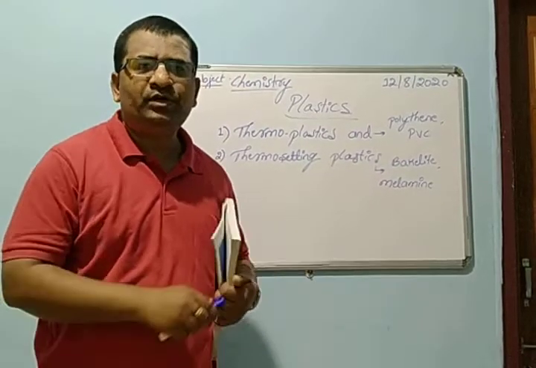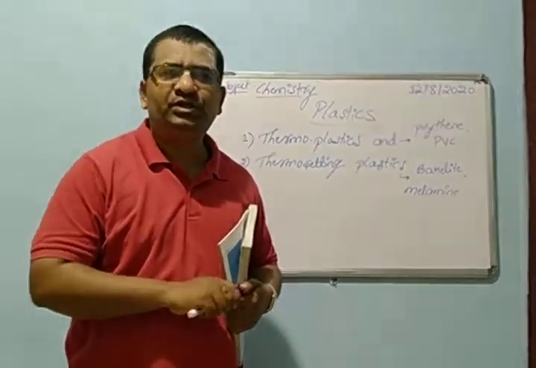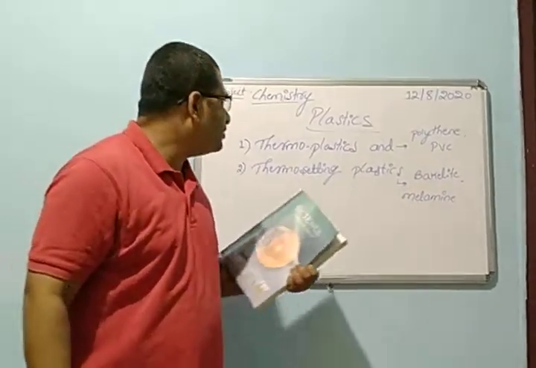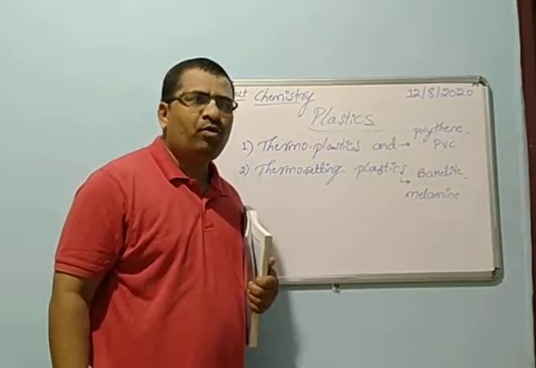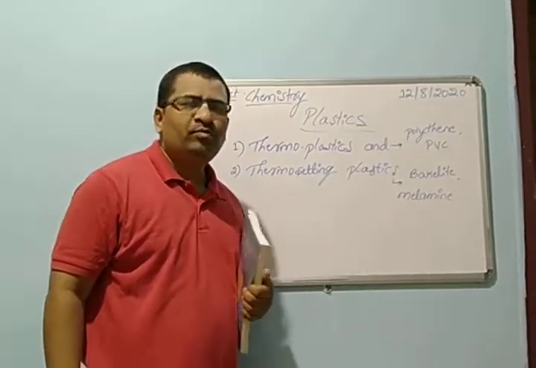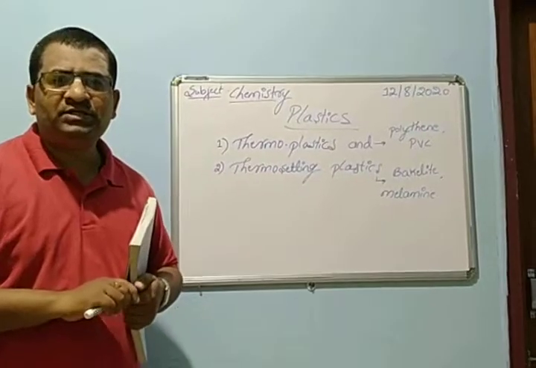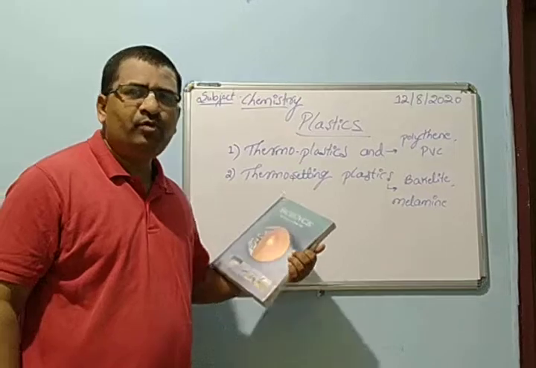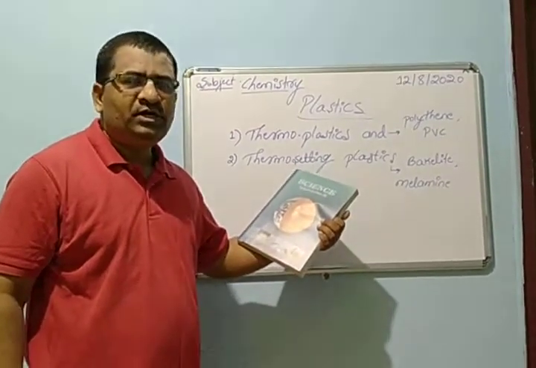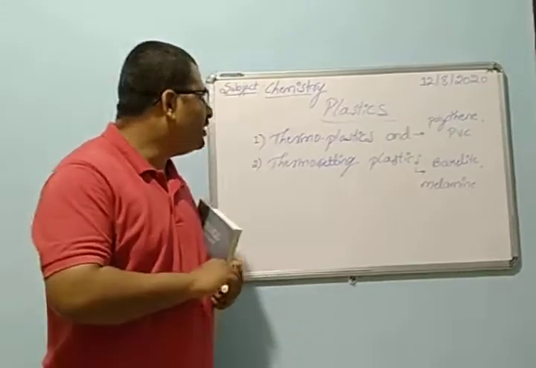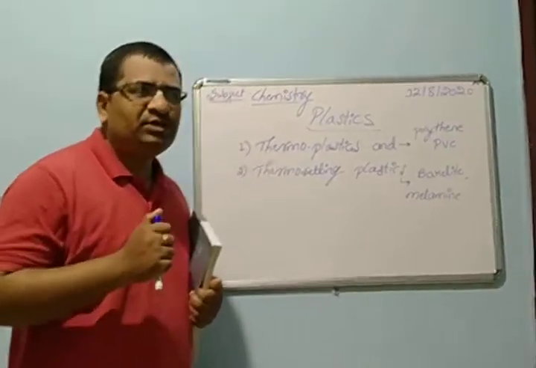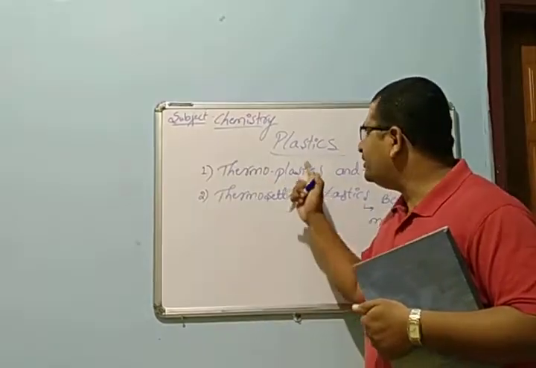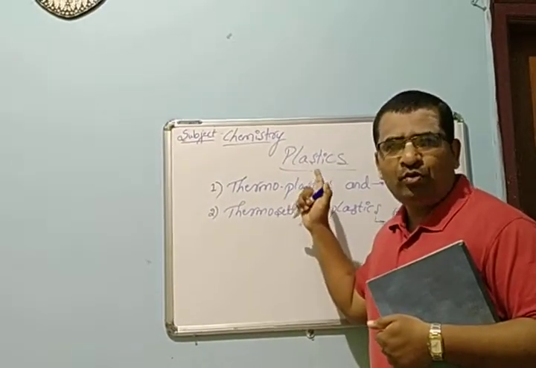Plastic is also one of the synthetic polymers, as we studied with synthetic fibers. Plastic is a synthetic polymer made up of many monomer units, and nowadays plastic is becoming more and more popular because of the many advantages of plastic materials. Plastic is totally a man-made material, and nowadays it is used in place of metals and wooden materials.